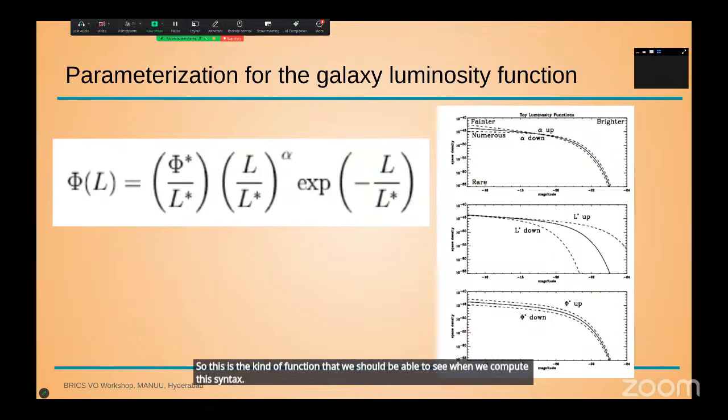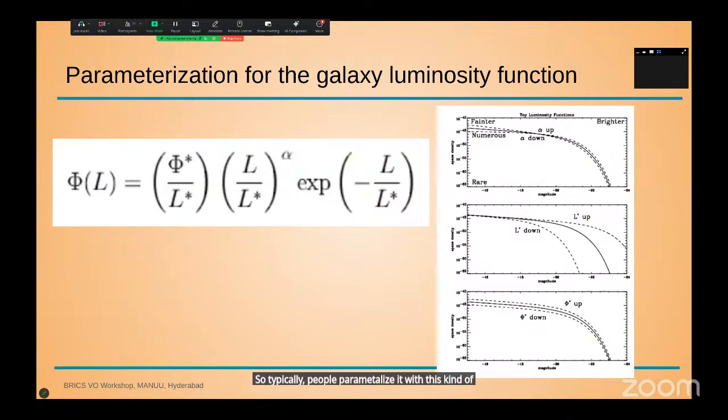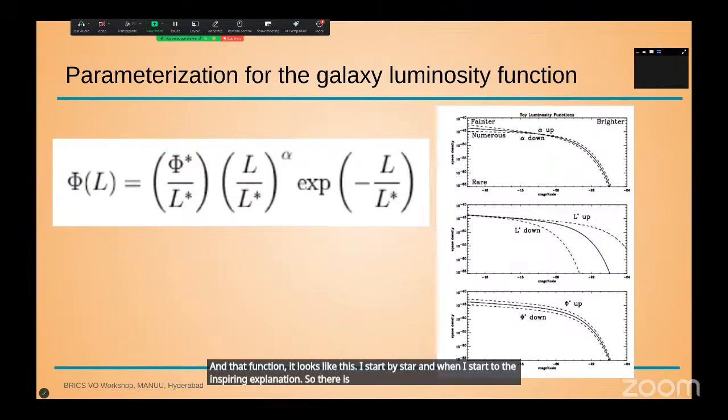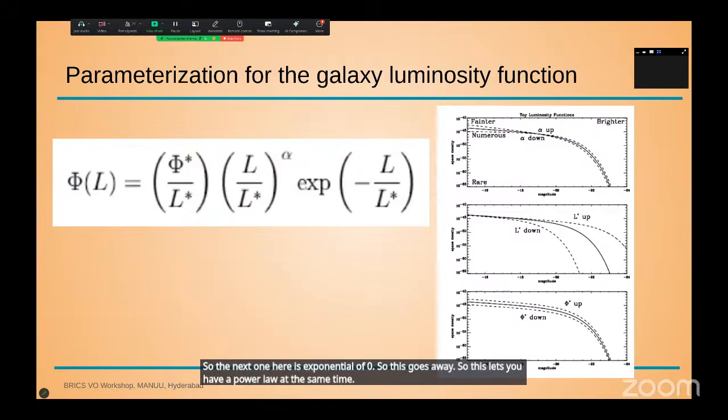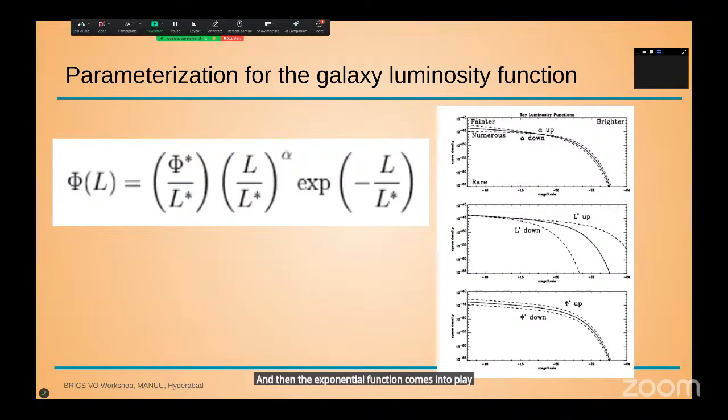Typically people parameterize it with this kind of form, where phi(L) dL is the number density of galaxies between L and L plus dL. And that function looks like this: phi star by L star, L by L star to the alpha, and an exponential. So there is a power law behavior at the faint end. The exponential does not matter when L is extremely small compared to L star, because then it is exponential of 0, so it goes away. That tells you the power law at the faint end. And then the exponential function comes into play when L is really large.